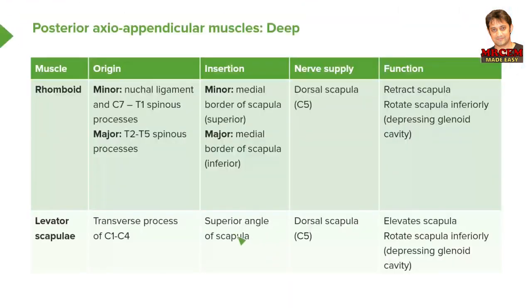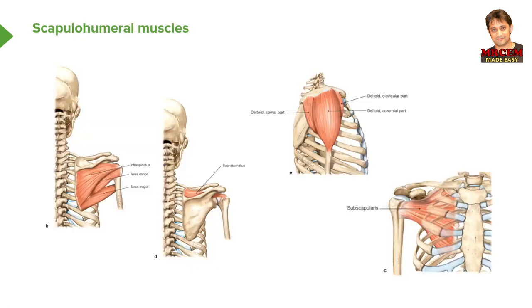It runs to the superior angle of the scapula, and it's innervated via the dorsal scapular nerve, which comes from the fifth cervical spinal cord segment. It elevates the scapula and is also involved in rotating the scapula inferiorly, again depressing the glenoid cavity. So these muscles can work together in that sense.